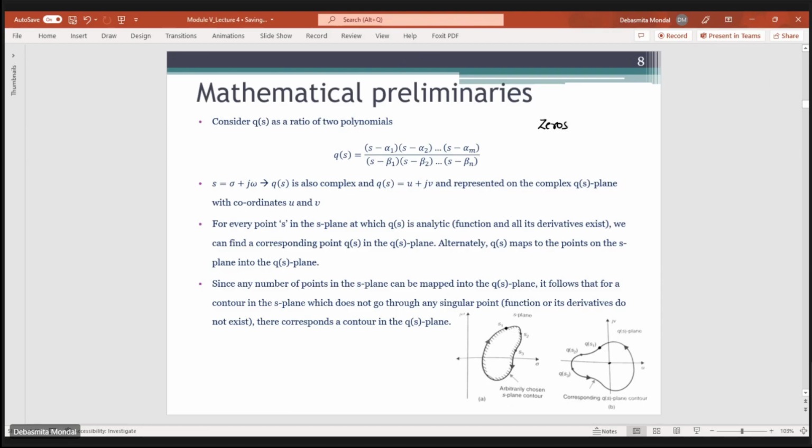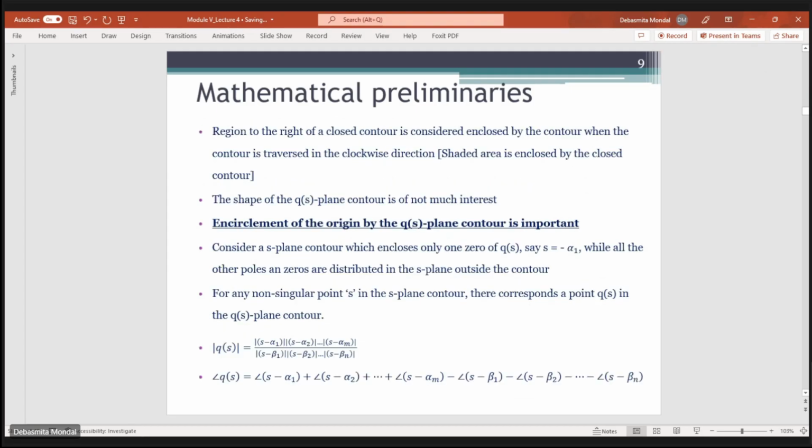The zeros of QS lie at alpha 1, alpha 2 till alpha m, and the poles lie at beta 1, beta 2 till beta n. In the S plane we can plot the positions of these poles and zeros. Now let us select a contour in the S plane in such a way that only one of the zeros of QS is enclosed by this contour, and all the other poles and zeros are located outside of this contour.